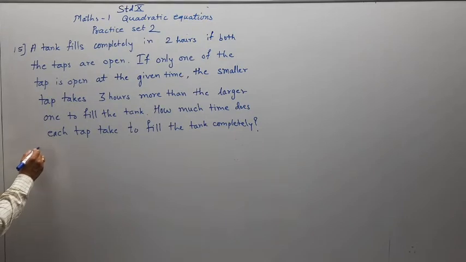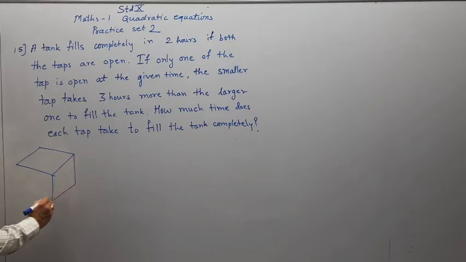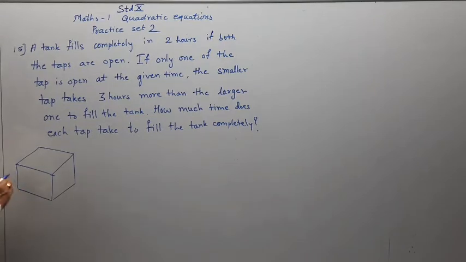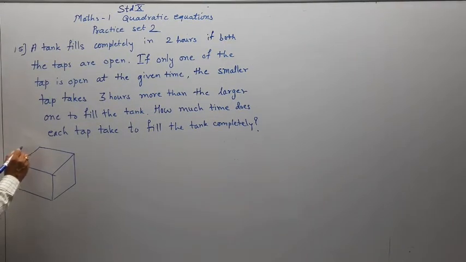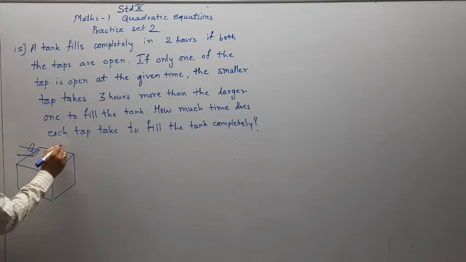I am showing here a rough figure, it should not be drawn. You don't draw it. It is a tank. It has two taps. Actually, taps are from downward, but we will show it up for your understanding. This is a larger tap, can be opened and closed with the valve, and this is a smaller tap.